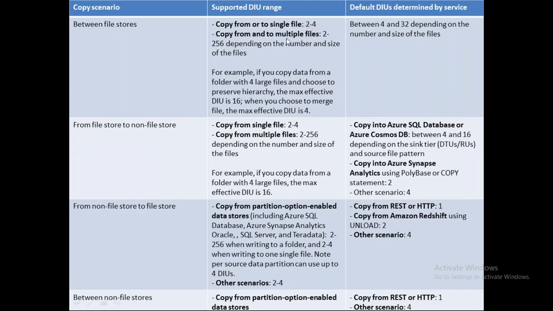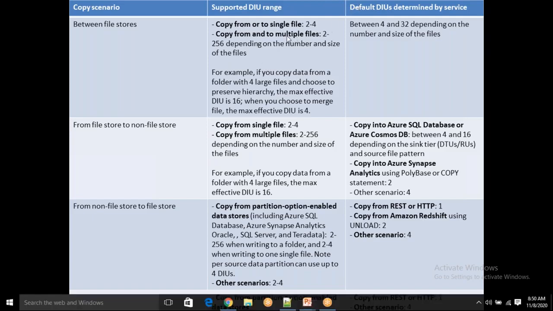Okay, next. Okay, so basically they're saying for a single file it is 2 to 4, and for multiple files 2 to 256. So remember, the default DAUs is going to be 4, but not always, it is based on the stores. When you are copying a single file, the default DAUs is going to vary from 2 to 4. When you are copying multiple files, the DAUs will vary from 2 to 256.